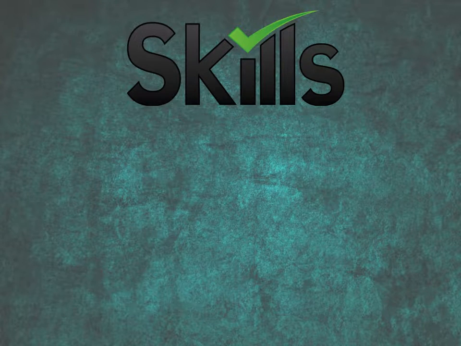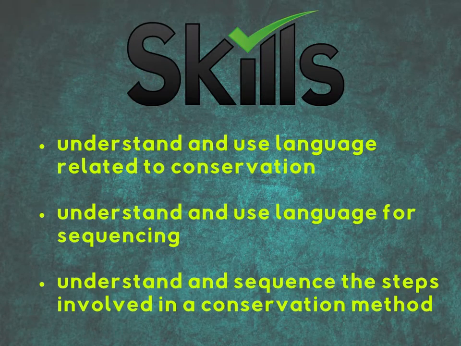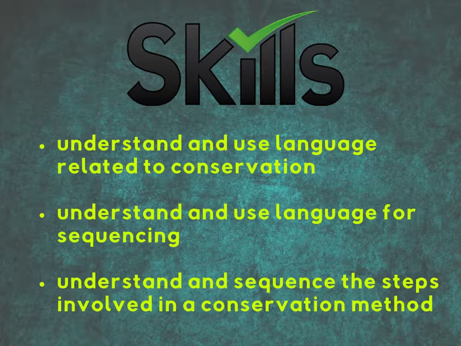Some of the skills that students will need to meet this standard include being able to understand and use language related to conservation, being able to understand and use language for sequencing. This isn't explicitly spelled out in the standards. Actually, they could technically meet the standard without using sequencing words, but as an ESL teacher, I consider it to be really important that they connect those elements in a useful way by using these connecting words. So they should learn sequencing words like first, then, after, finally, or last. And the last skill is they need to be able to understand and sequence the steps involved in a conservation method.